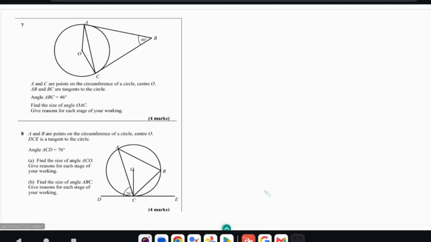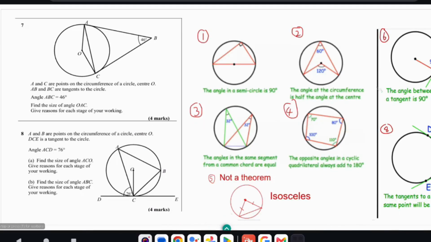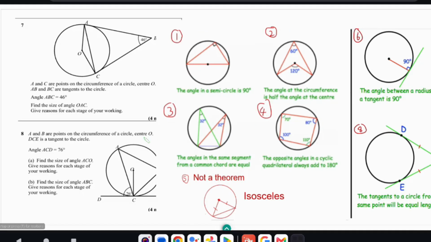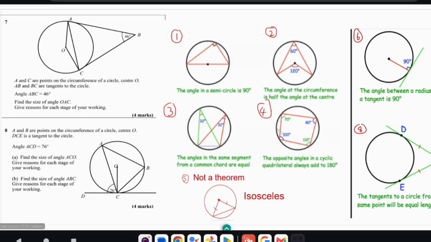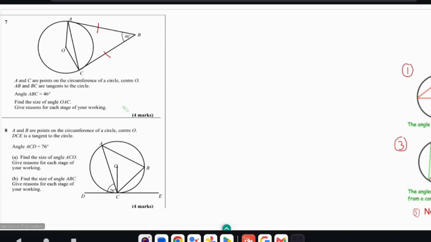Okay, for 7 and 8, we do have our tangents. So for question 7, can you see we need theorem 8? Got an isosceles triangle. Got to give a reason for each stage of our working out as well. So let's just get rid of that here now. So this is an isosceles triangle. These angles are the same.